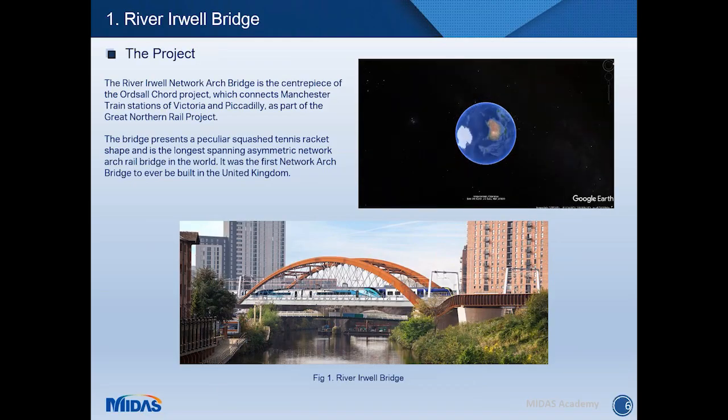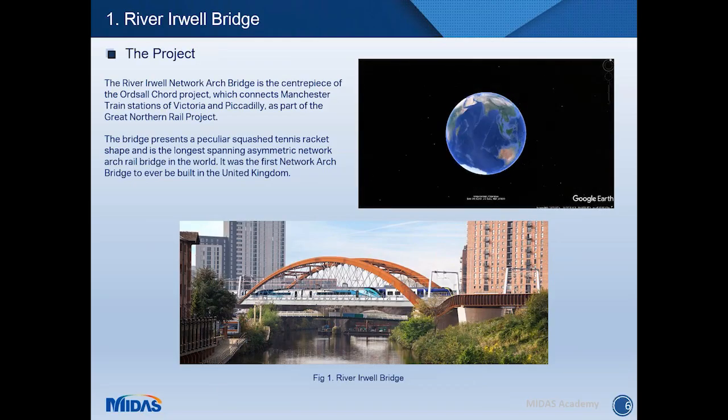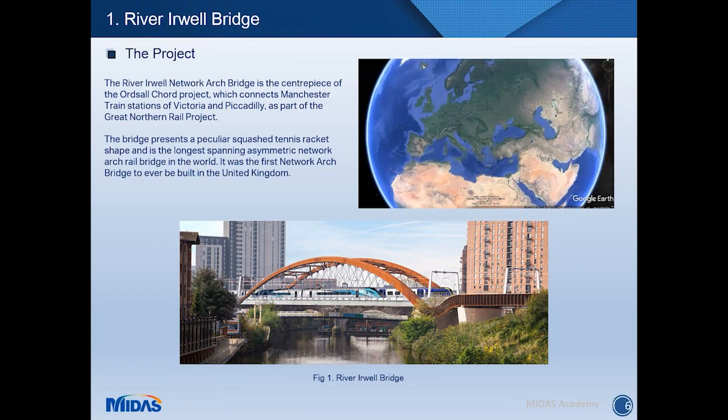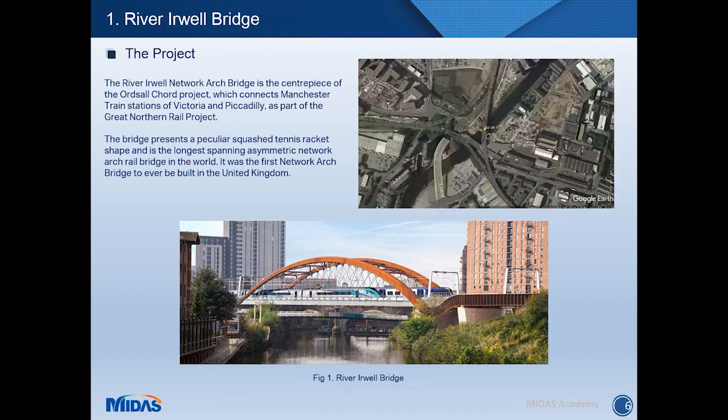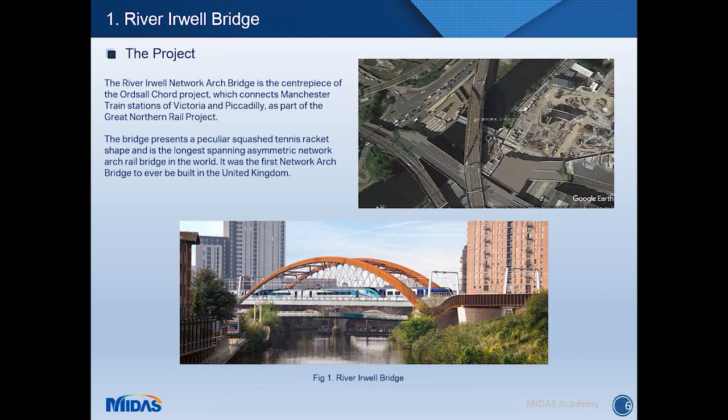Okay, moving on to the bridge. The bridge is located in Manchester and is the centerpiece of a wider project called Ordsall Chord. The bridge connects the stations of Victoria and Piccadilly in Manchester, and it presents this peculiar squash tennis racket shape, which made it really famous. At the time of construction, it was the longest spanning asymmetric network arch rail bridge in the world, and it was the first network arch bridge to ever be built in the United Kingdom.